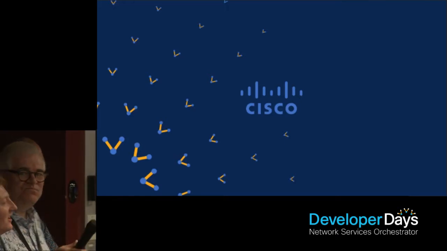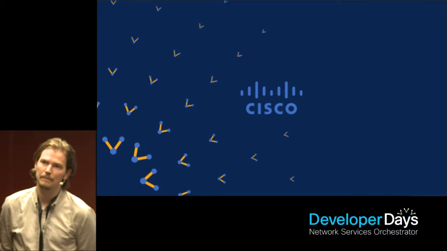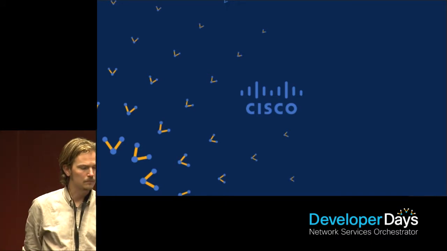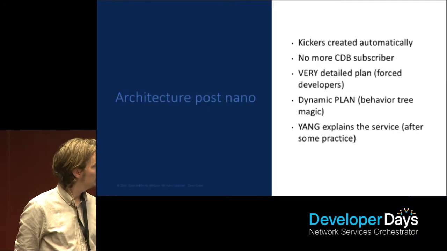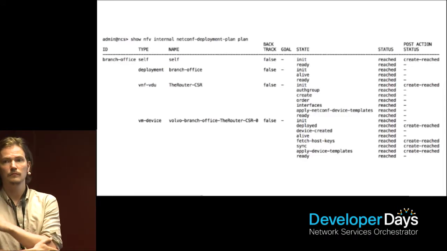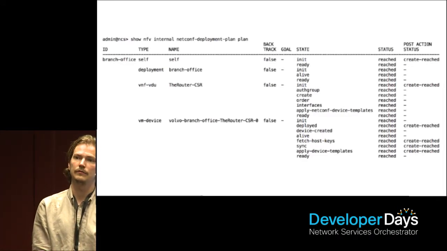My question is about the additional states which you are showing, like fetch SSH keys and all those things. Is that coming from that internal service, or is it for us, the user, to define in the YANG? It's for the user to define in the YANG.